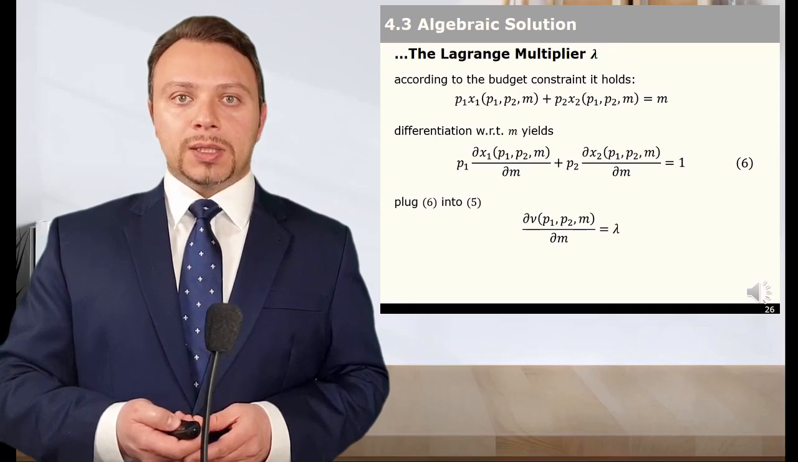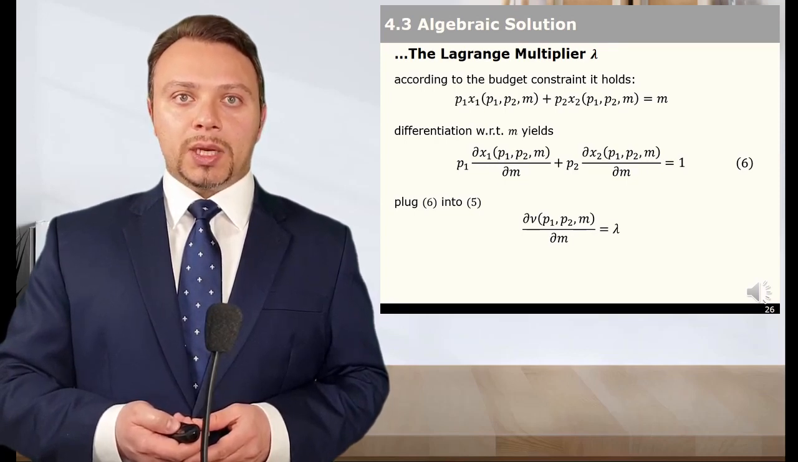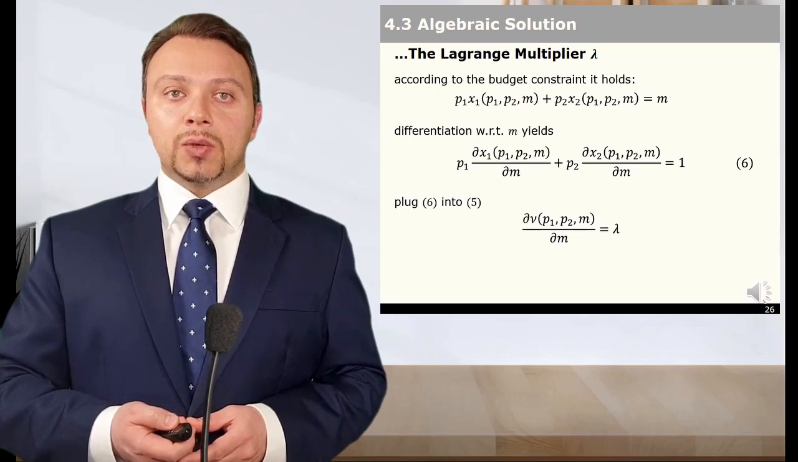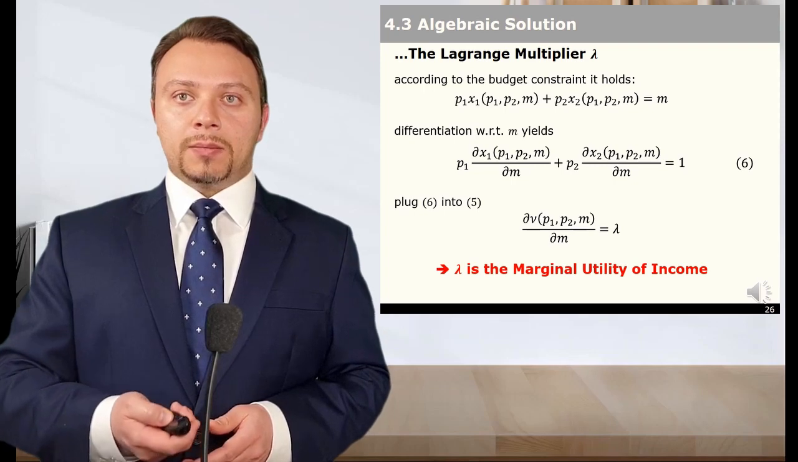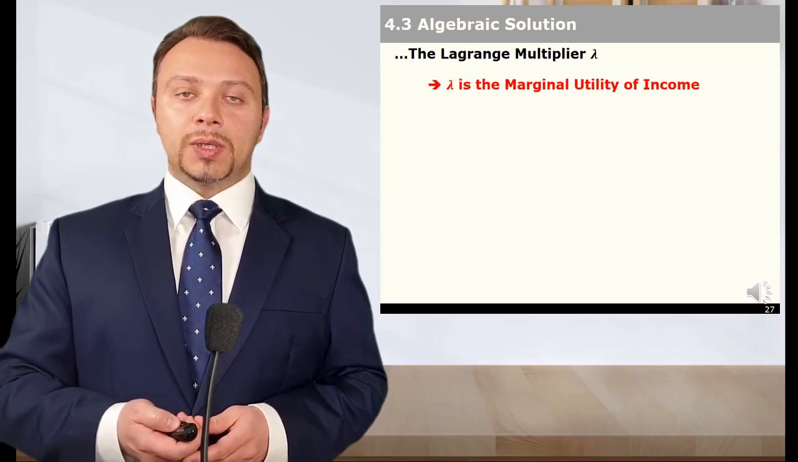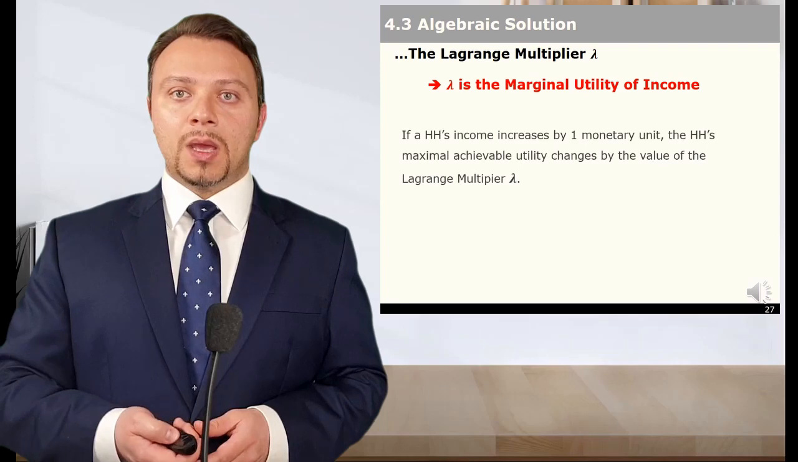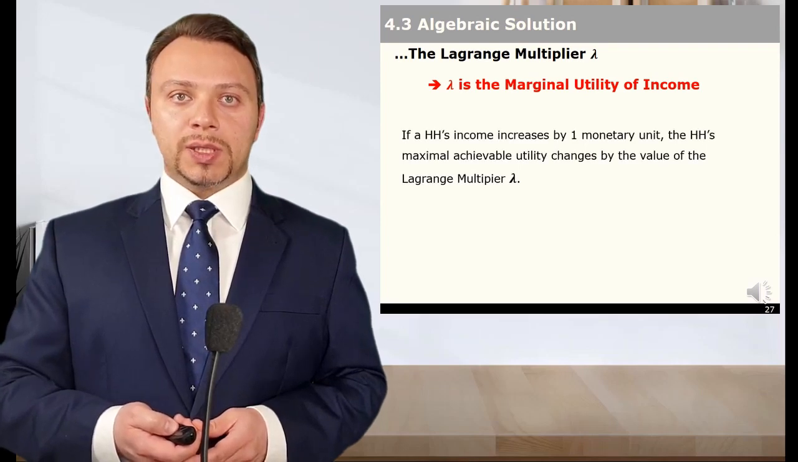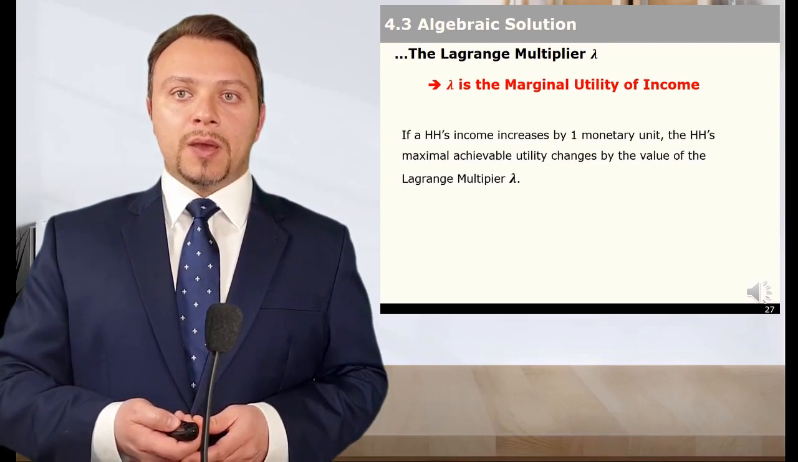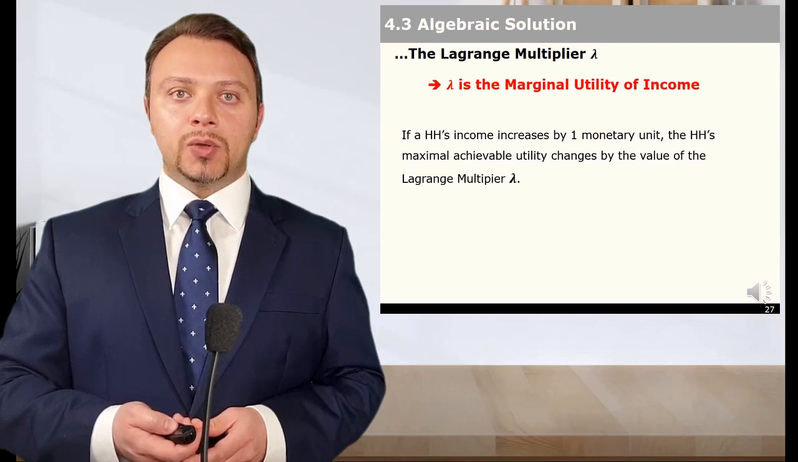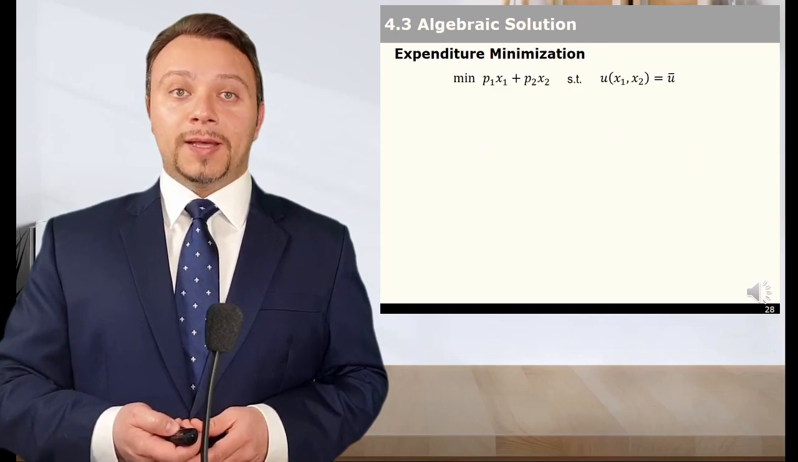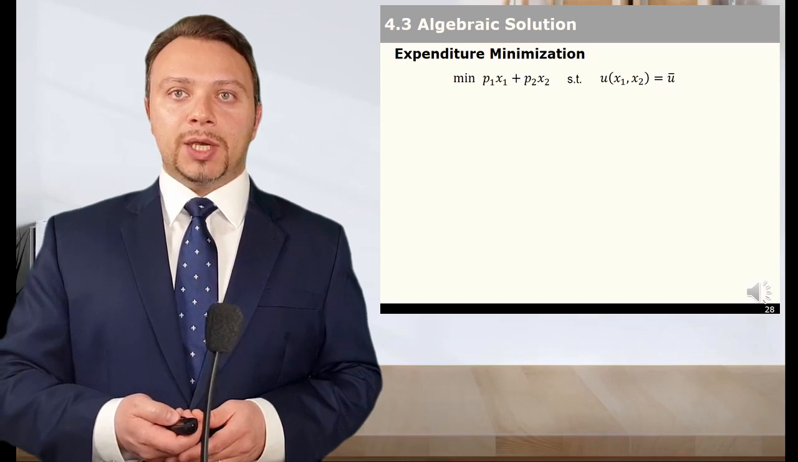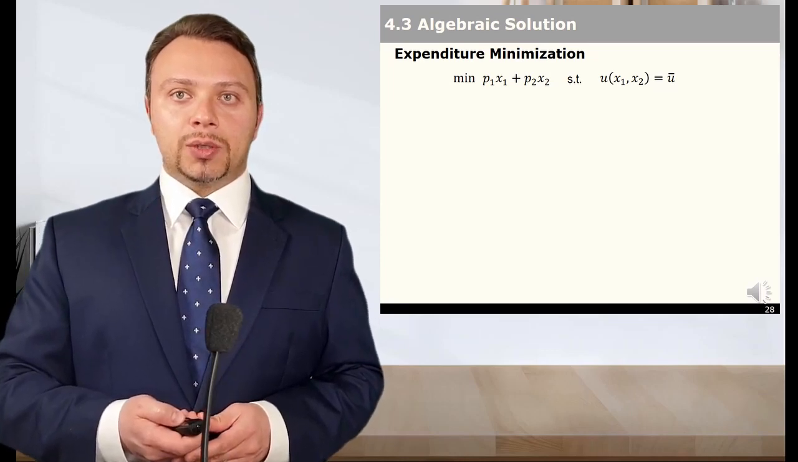What we see here is that lambda has the economic interpretation of the marginal utility of income. Lambda is the marginal utility of income. If a household's income increases by 1 monetary unit, the household's maximal achievable utility will change by the value of the Lagrange multiplier lambda. Let us now have a look at expenditure minimization as an algebraic solution.